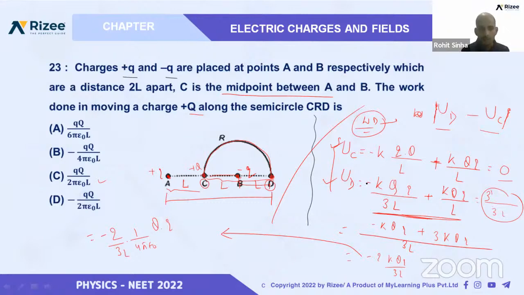It will be a positive sign, because here we will subtract. We will get a positive sign because this will be UC minus UD. When we do this, it will be mod of UC minus UD, and we will get a positive sign here, and we will get the answer as A.